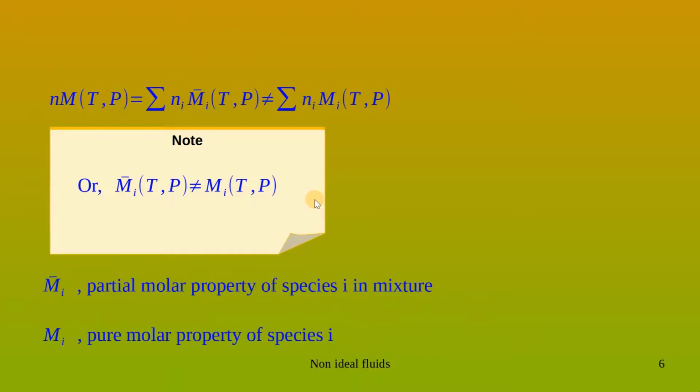It should be noted here that the partial molar property of any species I in a non-ideal solution is never equal to the property of the pure species. Therefore, we have that the property of the non-ideal mixture is equal to the summation of the moles of the species I multiplied by the partial molar property of I. It will never be equal to the moles of I multiplied by the pure species molar property.